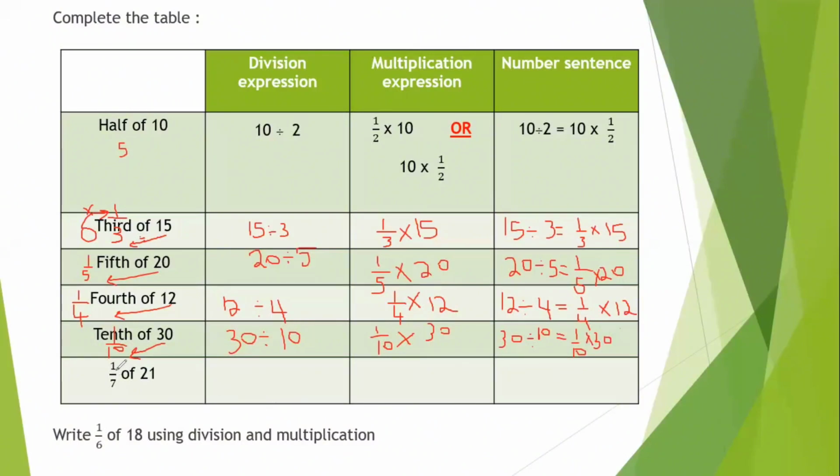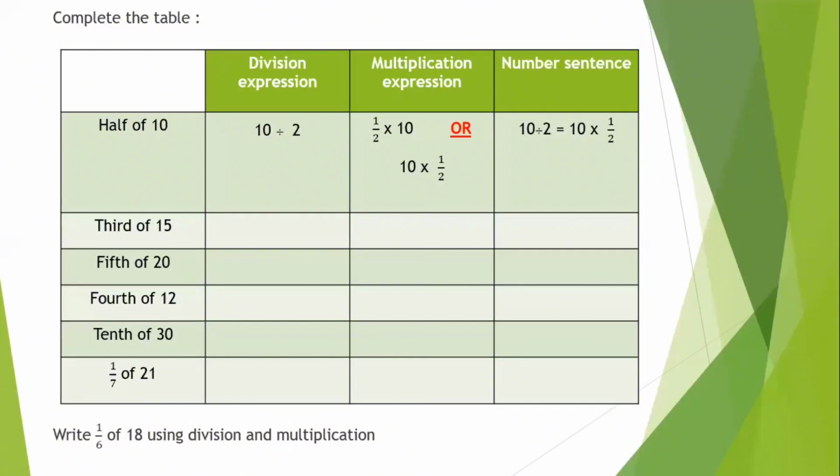The last one, 1/7 of 21. If I want to write it as a division expression, 21 divided by 7. Of course, 21 divided by 7 equals 3. And also, if I want to write it as a multiplication expression, it will be 1 over 7 times by 21. 1/7 of 21 equals also 3. So, 21 divided by 7 equals the same answer if I multiply 1 over 7 by 21. It will be 3.